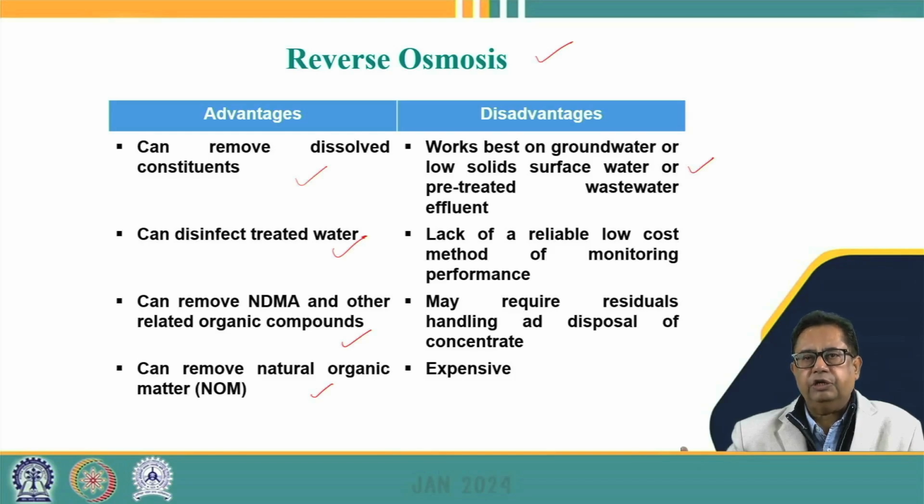Similarly, wastewater effluent can also be treated, but the wastewater should be pre-treated before it is taken to the RO process. There is also a lack of a reliable low-cost method of monitoring performance. For example, when we talk about targeting certain compounds present in the water or wastewater, we have to perform certain high-cost analyses so that we can monitor whether they are removed by the system or not. So there is a lack of a low-cost method of monitoring performance in such cases.